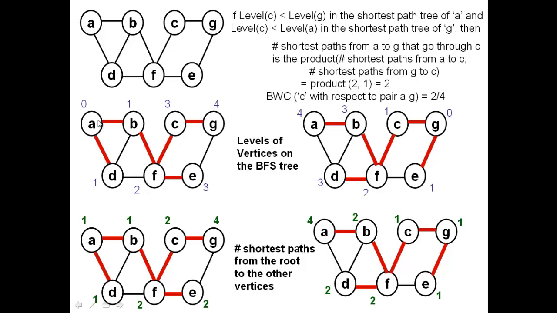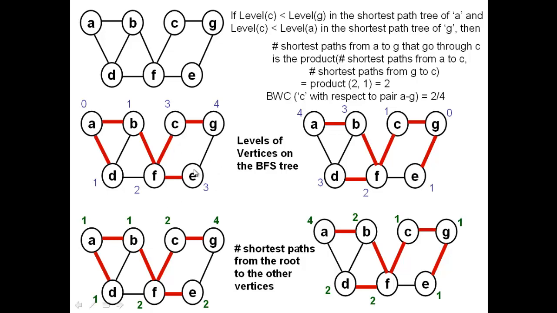What I've shown here is the level numbers of the vertices on the breadth-first search tree starting from A. So A is said to be at level 0. Its two neighbors B and D are now said to be at level 1. These are the tree edges. Now from B we can go to F. So the level number of F is going to be 1 more than the level number of B, which is 2. Now from D, you could go to F, but F has already been visited through B, so this edge will become a cross edge. Now from F, we can go to C and E, so those two vertices are said to be at level 3. Now from C, we can go to G, which is at level 4.